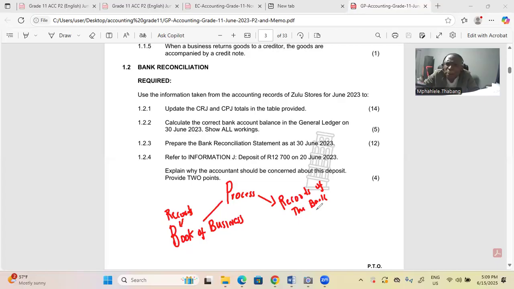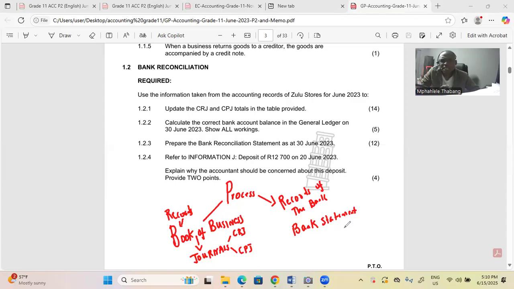What are we talking about here? Why do we have to compare the records of the business and the records of the bank? And which records of the business are we comparing with the records of the bank? I'm referring to the journals, which are the cash receipt journal and the cash payment journal. So we compare these journals of the business, the CRJ and CPJ, with the bank statement. The bank statement is the record of the bank.